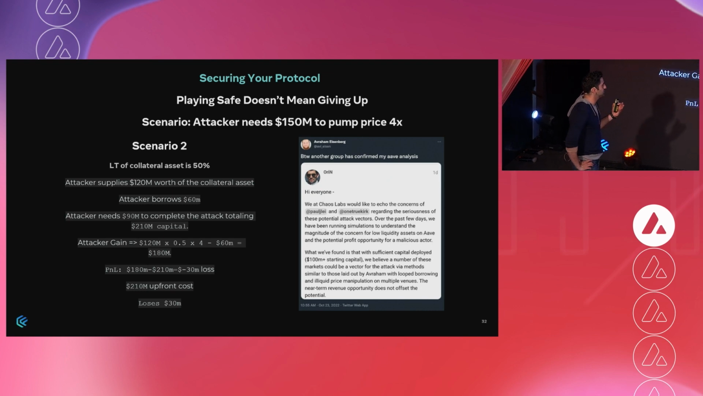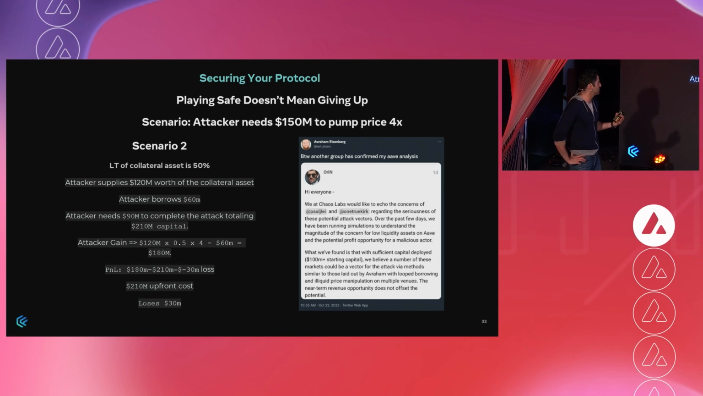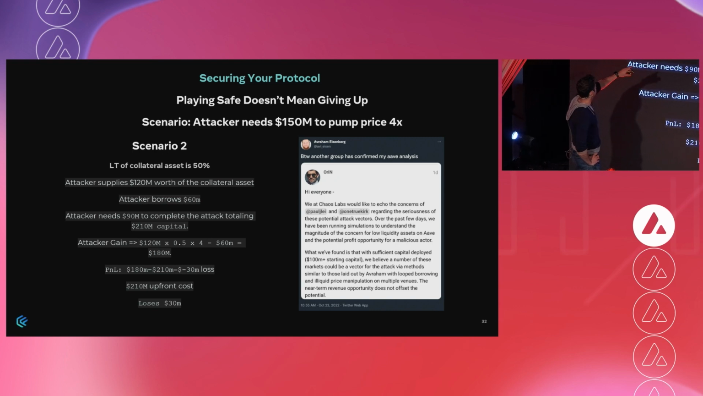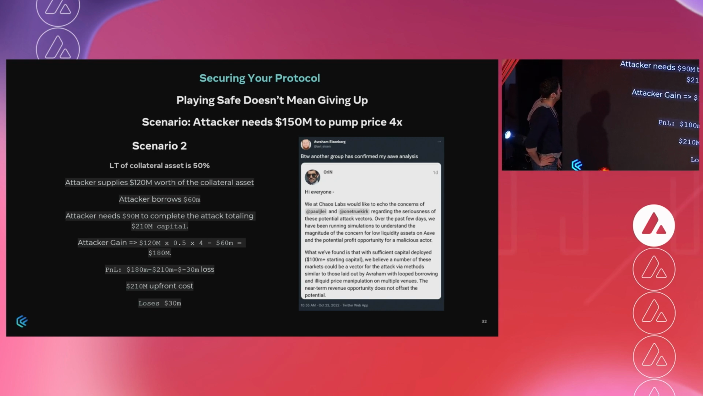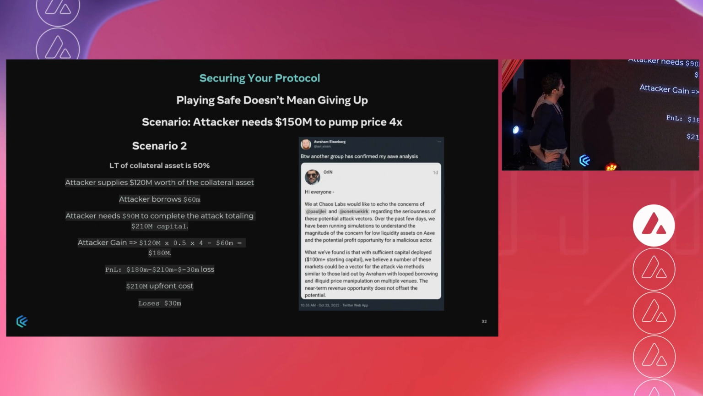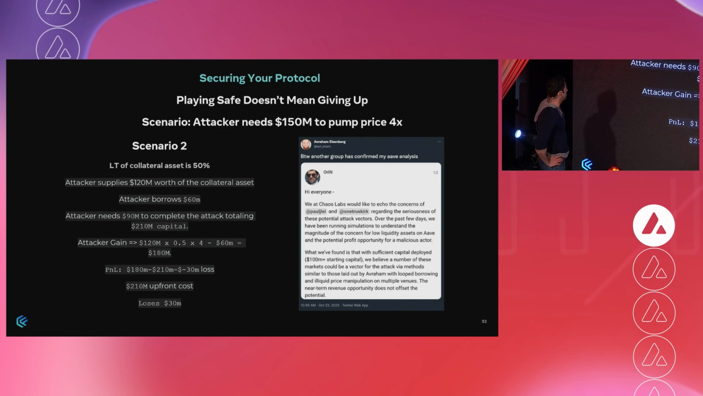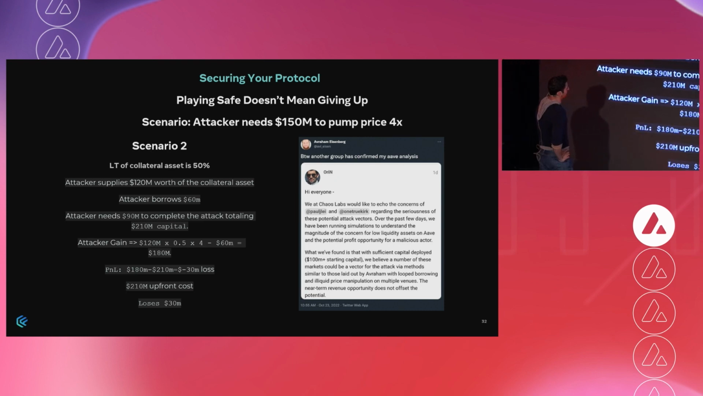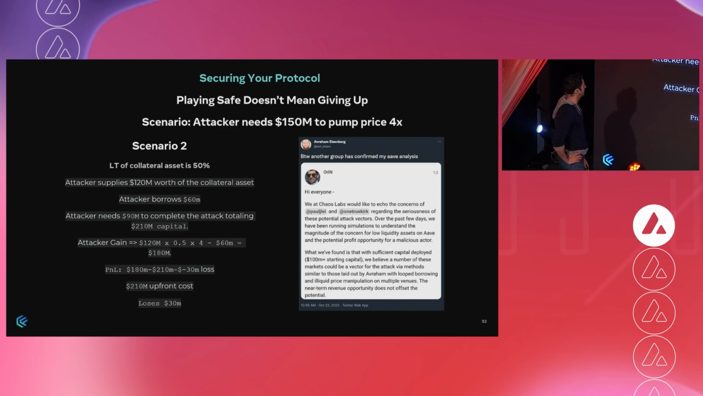Let's see how this could have been mitigated pretty simply, just by adjusting the liquidation threshold of a collateral asset. So let's say the LT of a collateral asset is 50%. Before it was 70. The attacker supplies 120 million, allowing them to borrow 60 million against a deposited collateral asset. Now, in order to reach 150 million, the attacker needs an extra 90 to complete the attack. So the total capital requirement for this attack is $210 million.